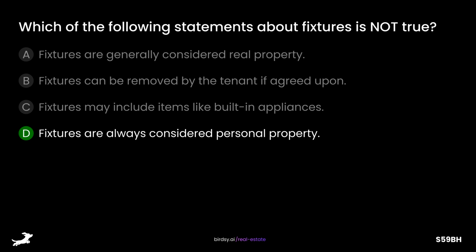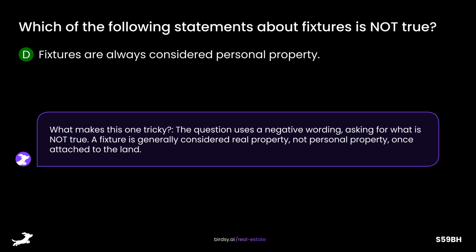The answer is D. Fixtures are always considered personal property. What makes this one tricky? The question uses a negative wording, asking for what is not true. A fixture is generally considered real property, not personal property, once attached to the land.